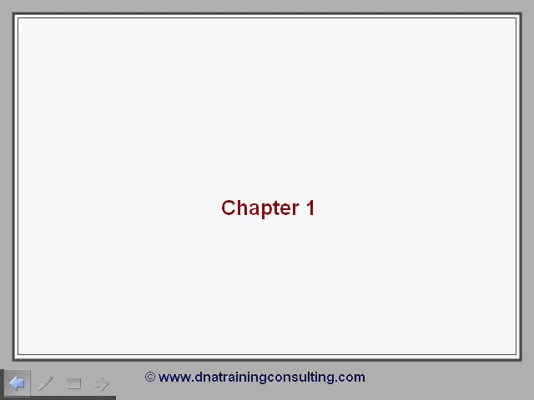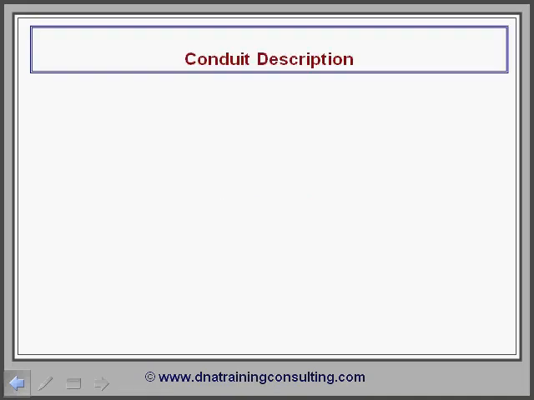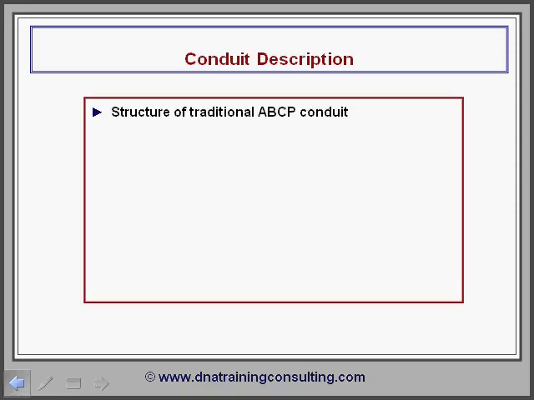This Chapter 1 introduces conduits in a general way. The chapter analyzes the structure of a traditional asset-backed commercial paper conduit, often referred to as a multi-seller vehicle, whose primary purpose is to purchase trade receivables from a bank's customers.